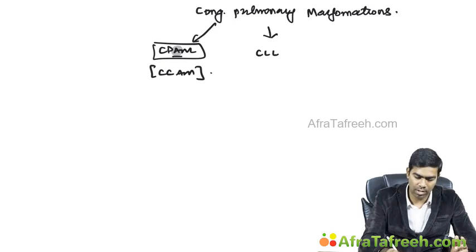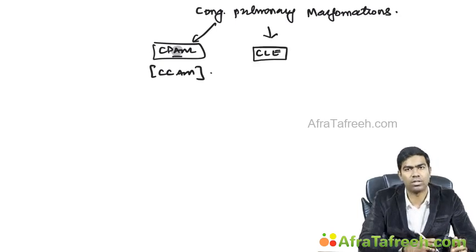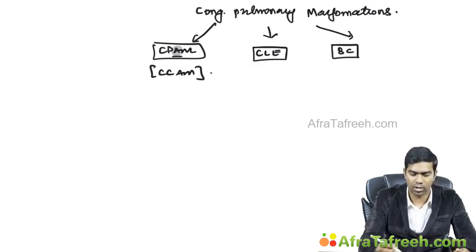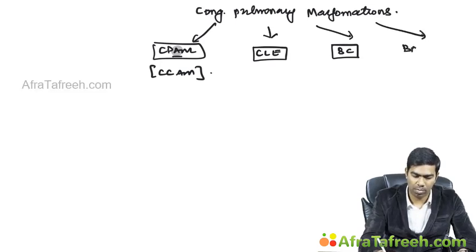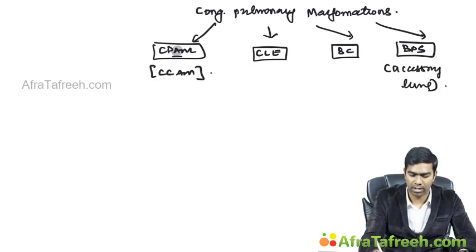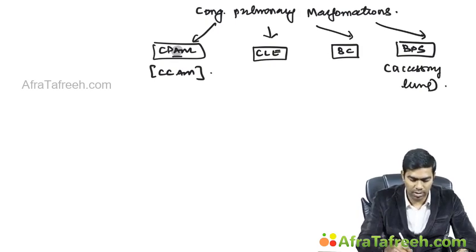Then you have another disease called congenital lobar emphysema, that's called CLE. Then you have another disease called bronchogenic cyst, BC. And you also have another disease called bronchopulmonary sequestration, that's called BPS. Clear? Bronchopulmonary sequestration is also referred to as an accessory lung. So we are going to discuss all these disorders one by one.